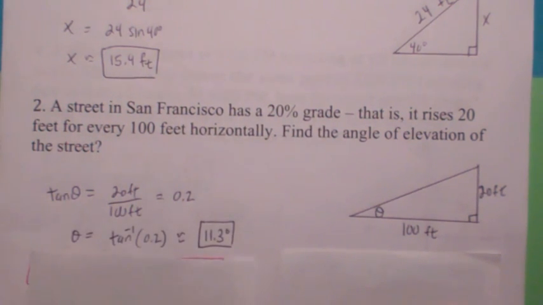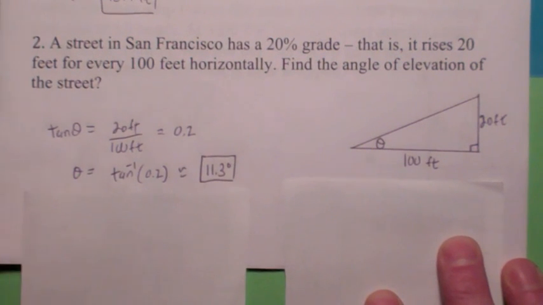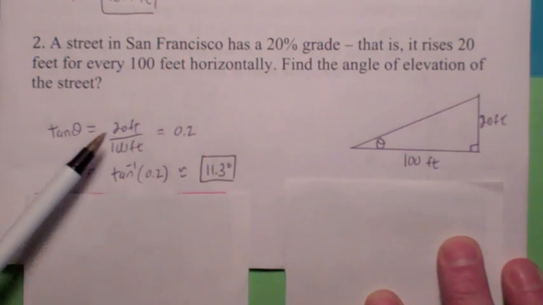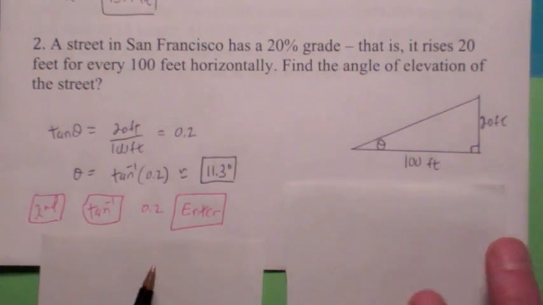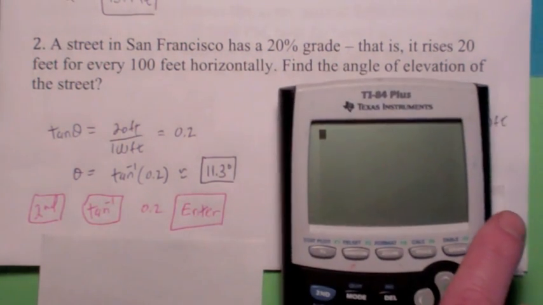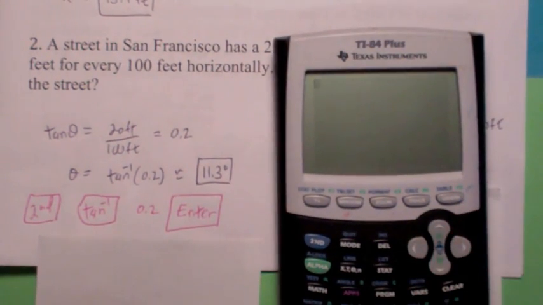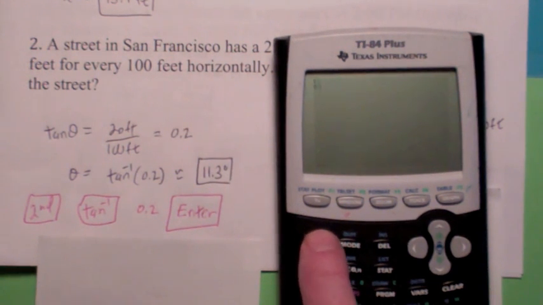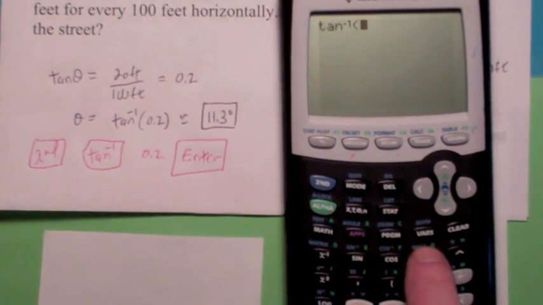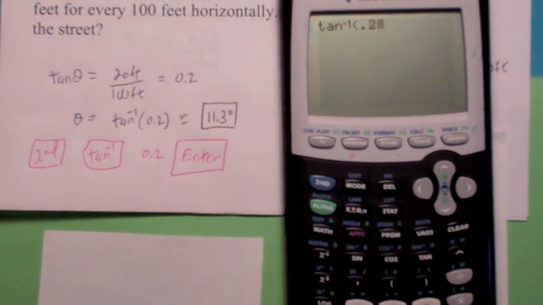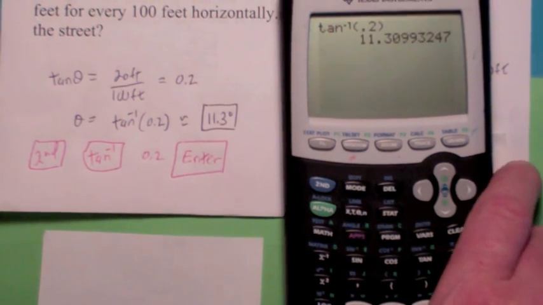The way you answer the question, though, is using inverse trig functions. We're going to talk more about this in much more depth later, but if tangent of theta is 0.2, then theta is inverse tangent of 0.2. And the way you get that is you get your calculator and enter second, and then inverse tangent, which is right there. And then 0.2, hit enter, you should get about 11.3 degrees.